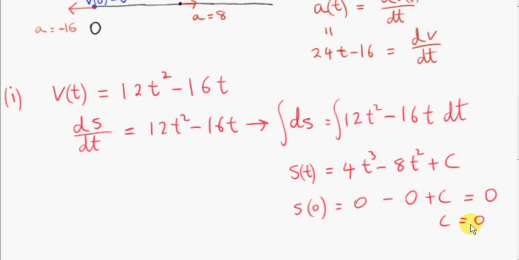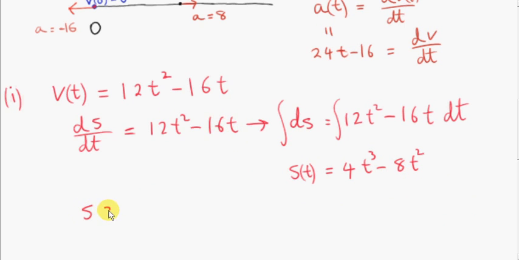We can see that c is equal to 0, so we can replace c up here with 0, which means we can get rid of it. So we found a particular solution to the differential equation, and now we can answer the question. We want the distance of the particle from the origin at t equals 3. Okay, plug in 3 and you get 36 meters.